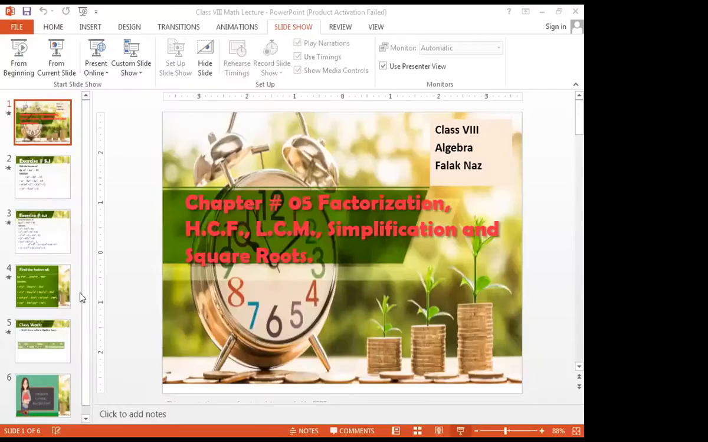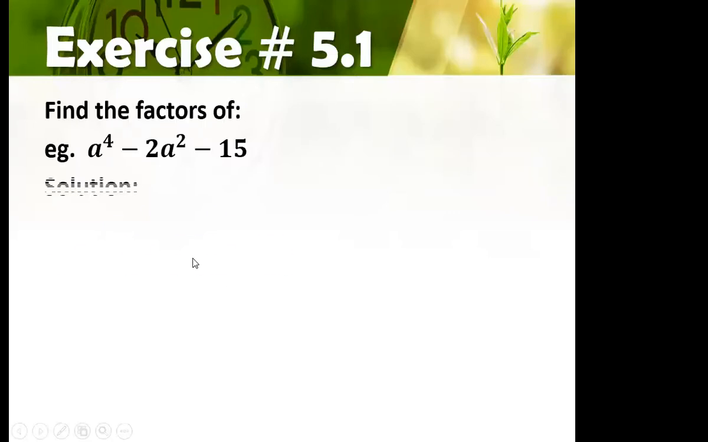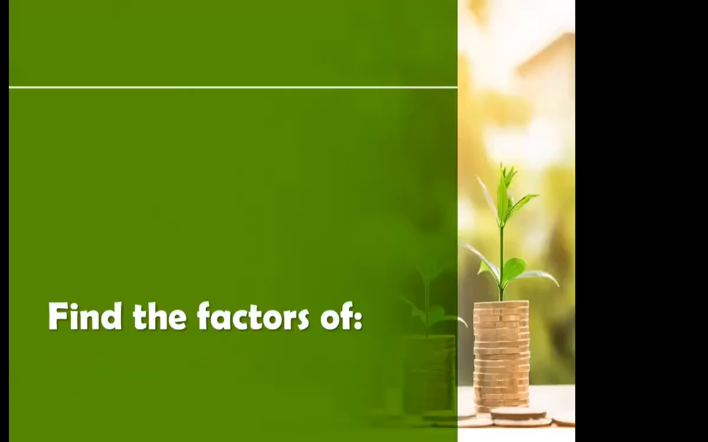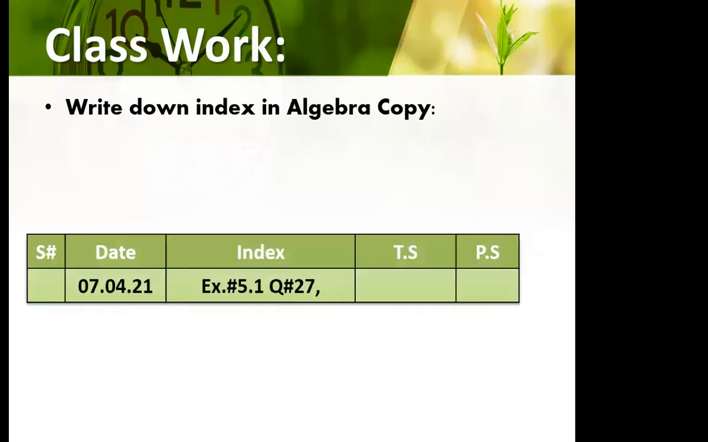Okay, now open your copies and write down index. I'm talking to you, the students of group A. So we have done all these questions. Now I'm talking to students of group A. Kindly write down index in algebra copy and attempt exercise number 5.1, question number 27. Students of group B already did this work, so please do not write it down again.